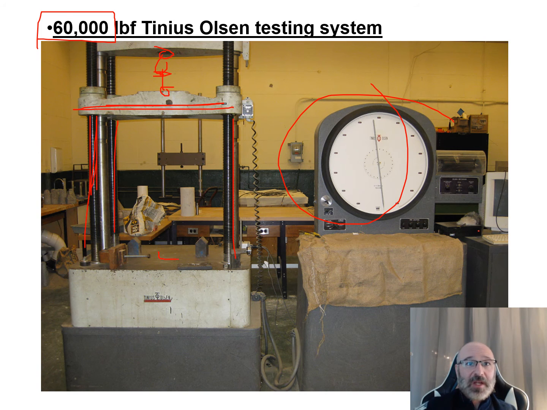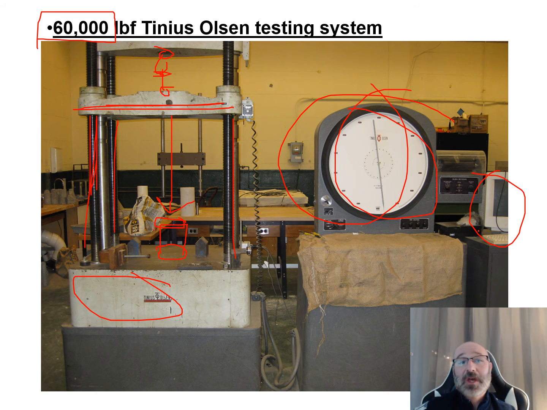We could put our core sample down here in something like this, and then lower this down and apply compression to that sample, and we'd have to read the load off of this guy right there. Eventually we did hook up a computer and a new system, and we were able to get out some of the force versus displacement data. It even allowed us to program in some of the dimensions and get stress strain data right from the program, even for this really old Tenney-Solson machine.